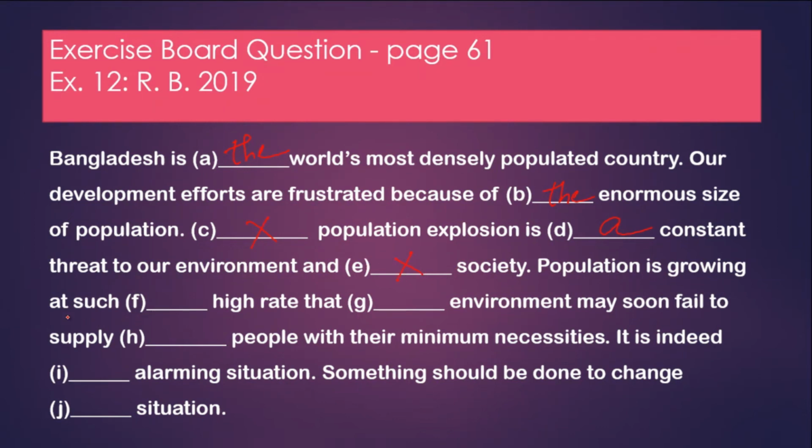Population is growing at such a high rate that the environment may soon fail to supply the people with their minimum necessities. It is indeed an alarming situation. Something should be done to change the situation. So dear students, we have done 5 board questions, and I think you have understood how you will utilize this. Now we will go for evaluation.